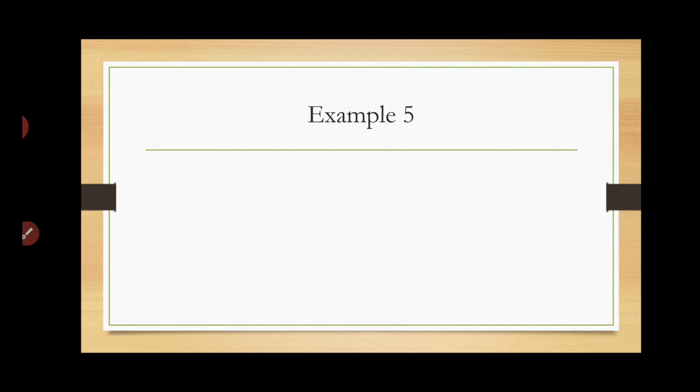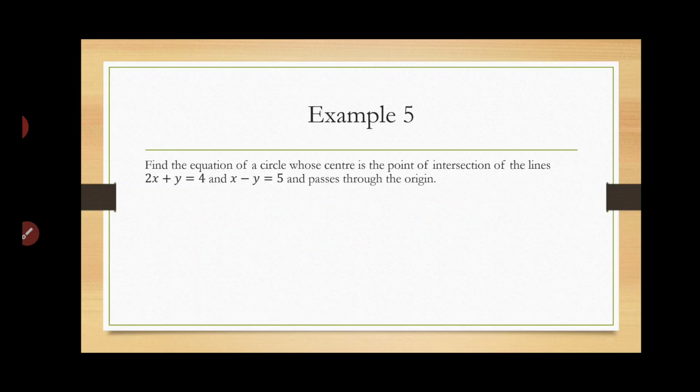Now let us move to example number 5. In this question you have to find the equation of a circle whose center is the point of intersection of the lines 2x + y = 4 and x - y = 5 and which passes through the origin. So here you are neither given the center nor the radius, but you are given that the center is the intersection of two lines. By solving the two lines simultaneously I'll get the center, and it is also told that it passes through the origin, so I know one point on the circle.